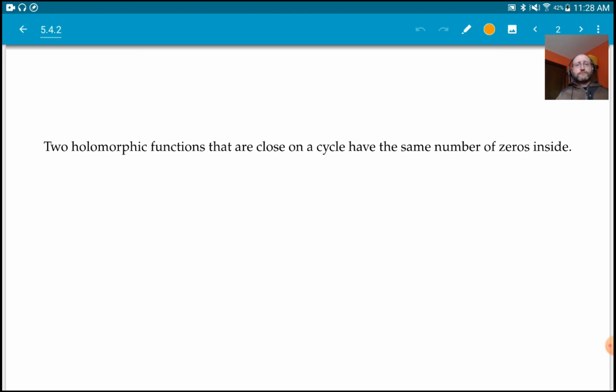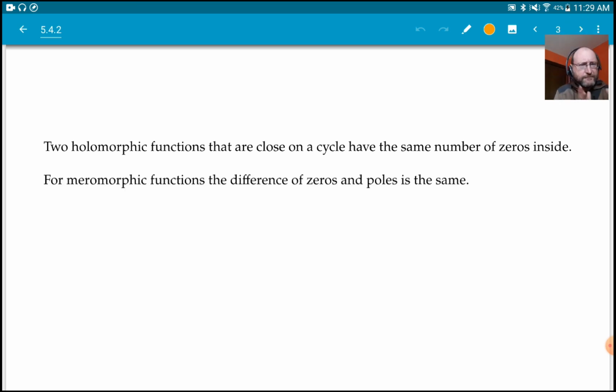All right. So the idea of Rouché's theorem is that two holomorphic functions whose values are close on a cycle have the same number of zeros inside the cycle. That's the vague idea of it. And if we have a meromorphic function, if we're allowing poles, then it's not that it has the same number of zeros and the same number of poles, but the difference between zeros and poles is the same.